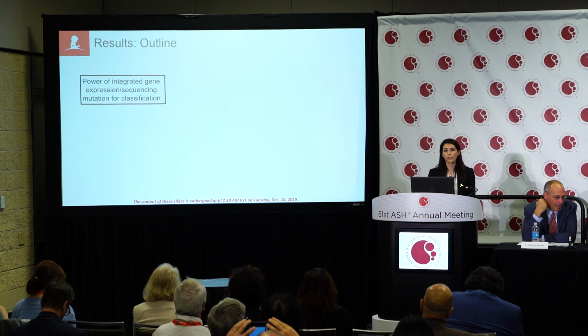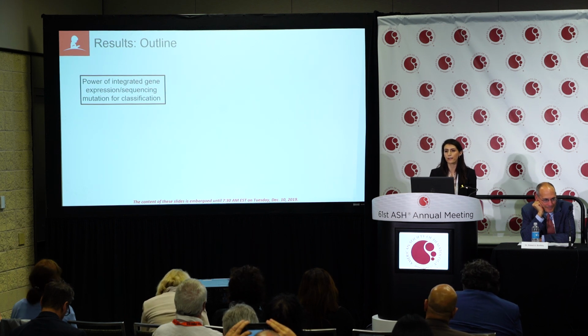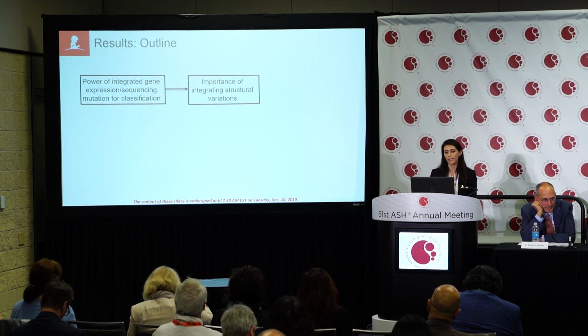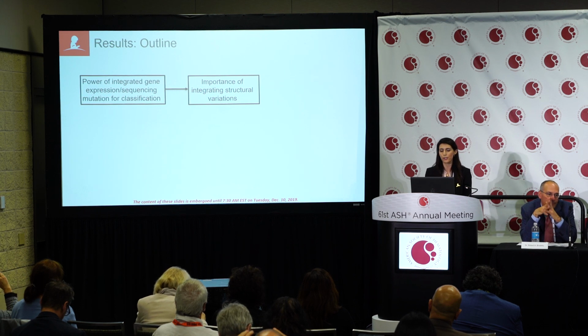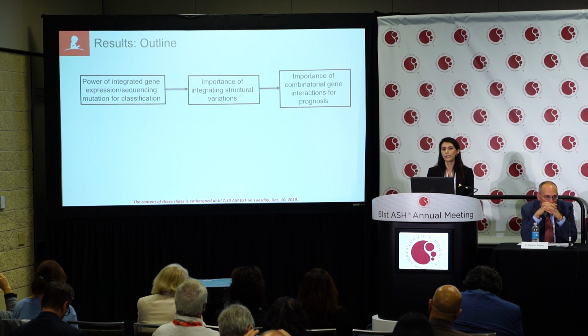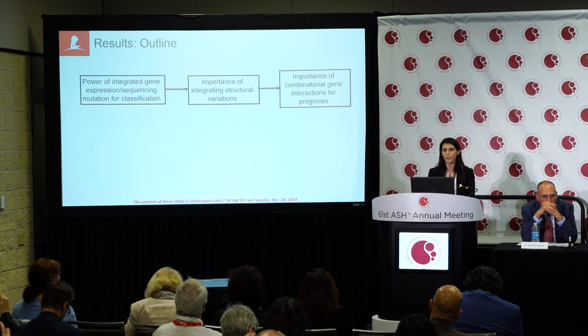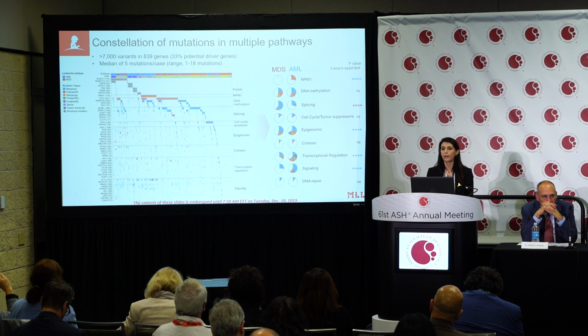In my presentation, I will highlight three take-home messages. The first is that we need an integrated gene expression and sequencing mutation analysis to better classify myeloid malignancies. I will highlight the importance of integrating structural variations into classification systems, and finally the importance of combinatorial gene interactions for prognosis, because we know that many genes can contribute to the pathogenesis, outcome, and therapeutic targeting.